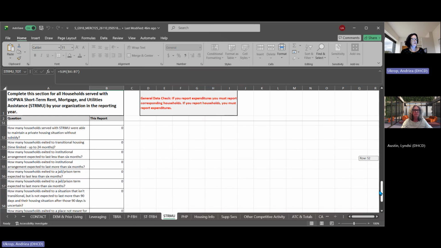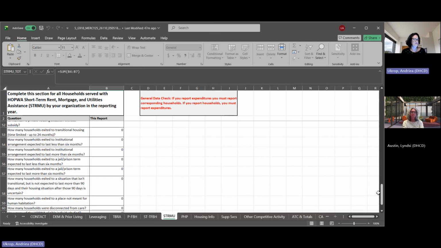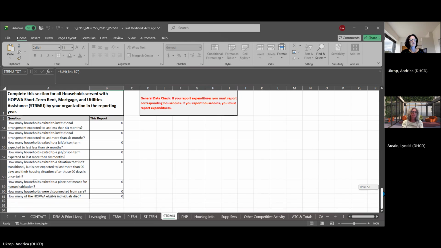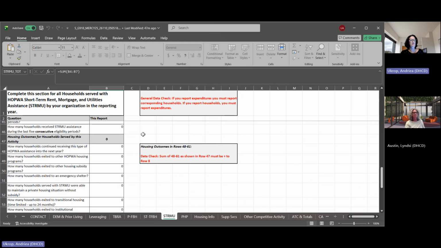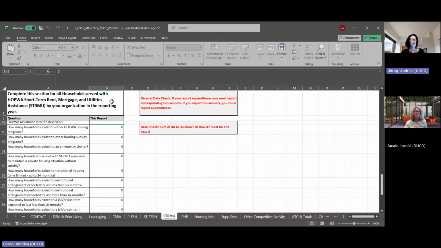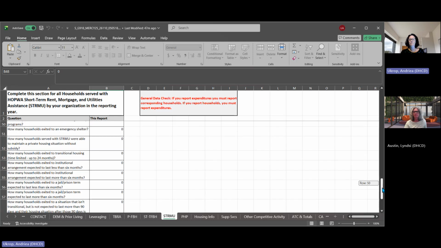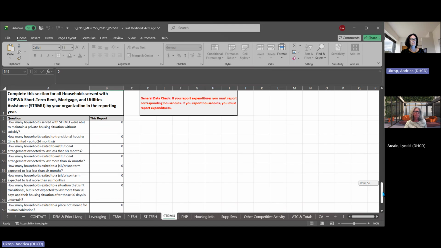All right, and then let's finish up with rows 49 through 69. Again, we are looking at anybody who in row 48 who continued receiving services past June 30th of 2025. So anybody from last fiscal year that continues to receive funding in this fiscal year. And then you want to report the outcomes of all of those individuals, households who exited this fiscal year.